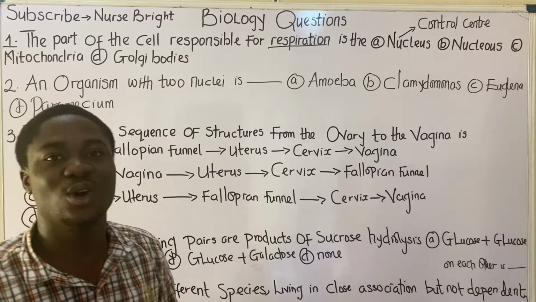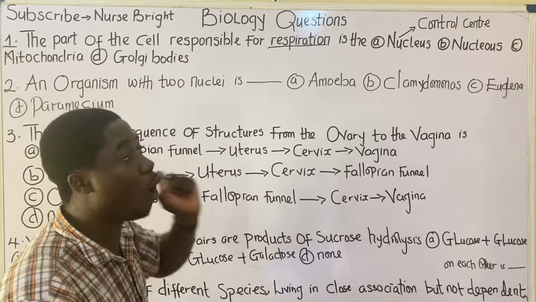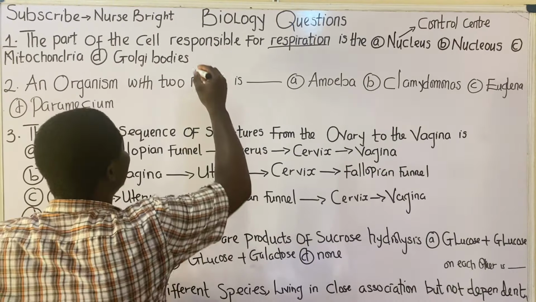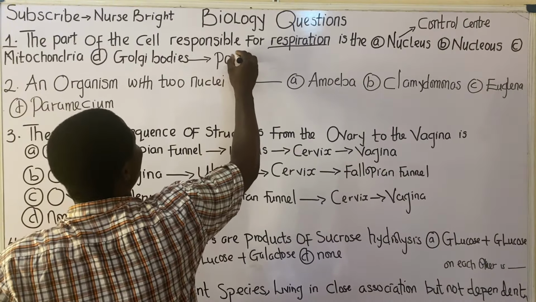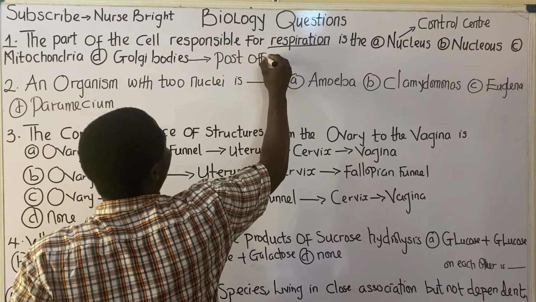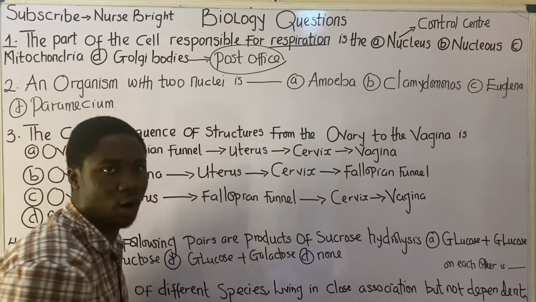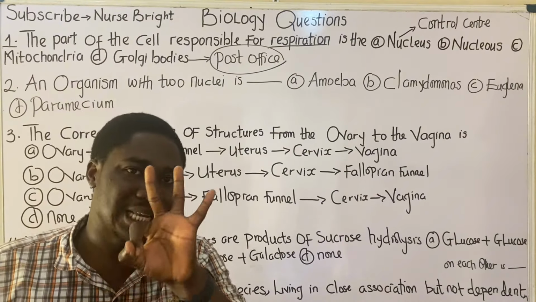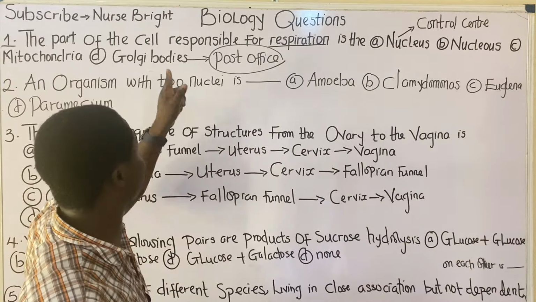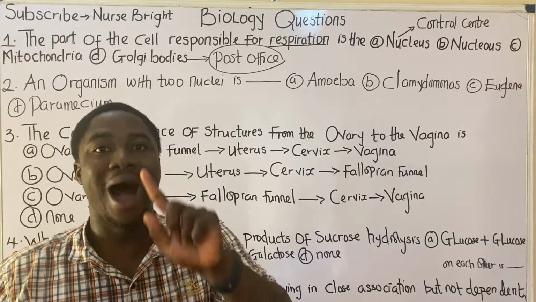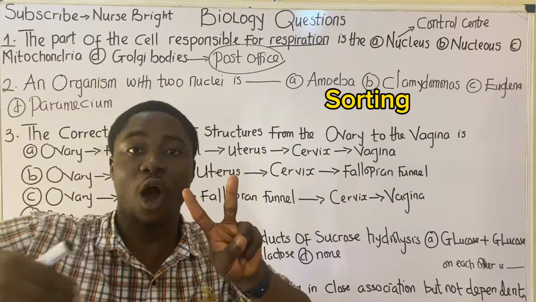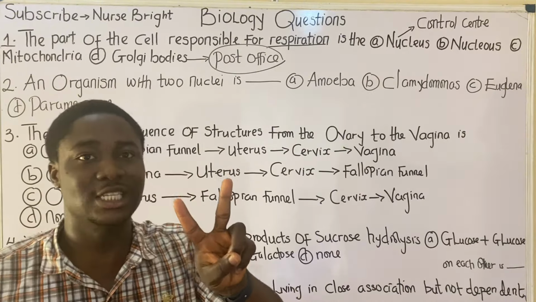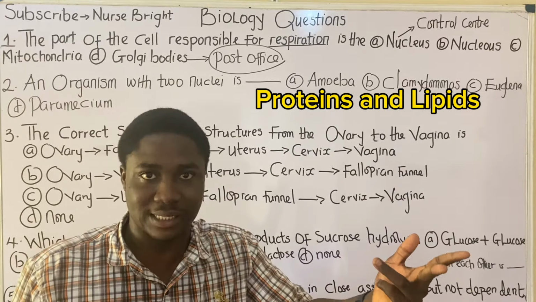Now, option D is called Golgi bodies, which I earlier called Golgi apparatus. Now, this must be noted. The Golgi body is also called the post office of a cell. This is how I describe them. What are their functions? They are involved in three important processes. They are, number one, modifying, number two, sorting, and number three, packaging of two sets of substances called proteins and lipids. Are you getting me now?